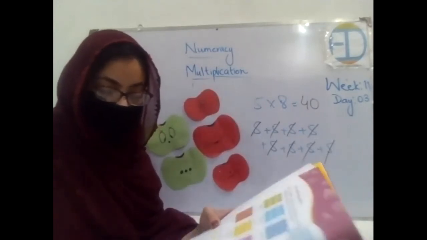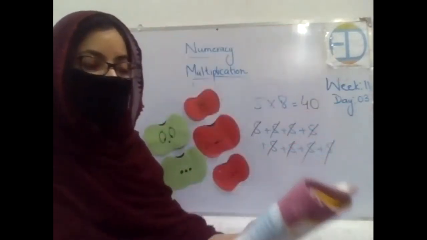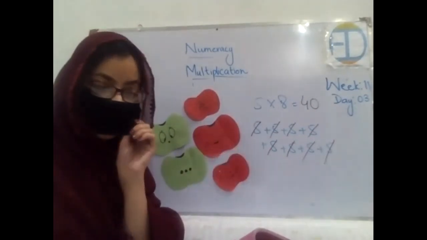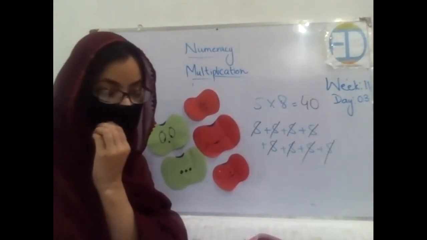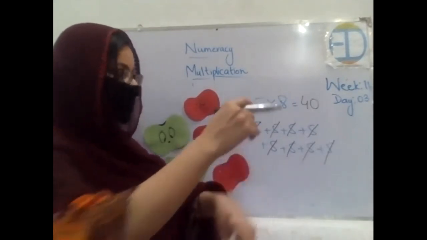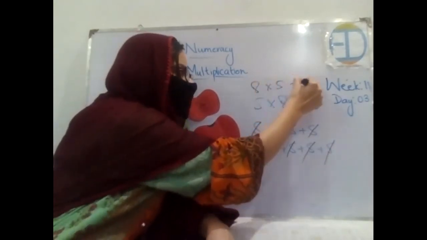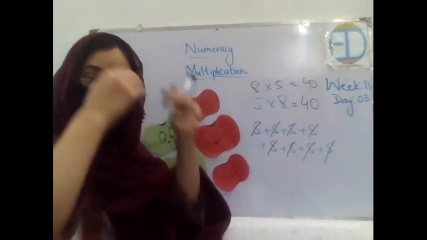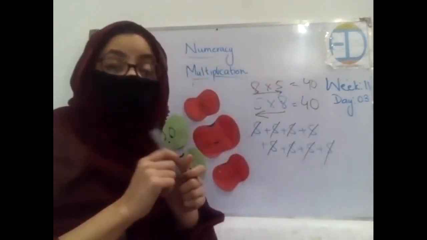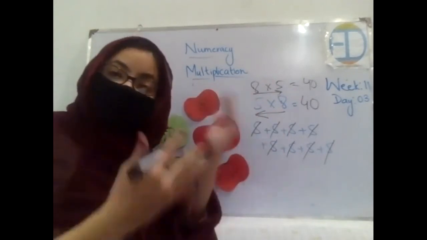Now, I want you to open your book, page number 56, please. This is page number 56. Over here, we'll learn about the order property, right? I have shown you how you can find the order property, that 4 3s, 3 4s, right? Order property means that either you write in this manner. Let's say I have written 5 times 8. It can be written as 8 times 5. Both ways the answer would be 40. This is order property, that either you multiply from this side or this side, the answer should be the same. 5 times 8 is equal to 40 and 8 times 5 is also equal to 40.